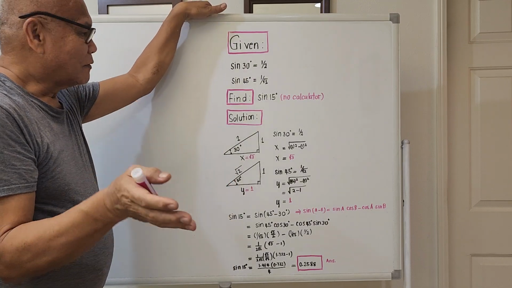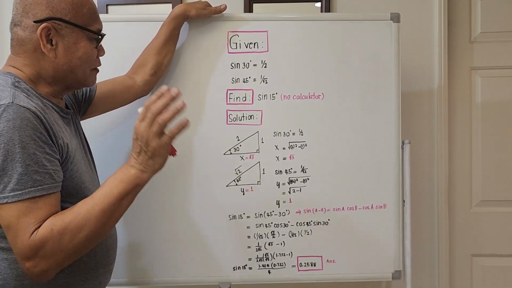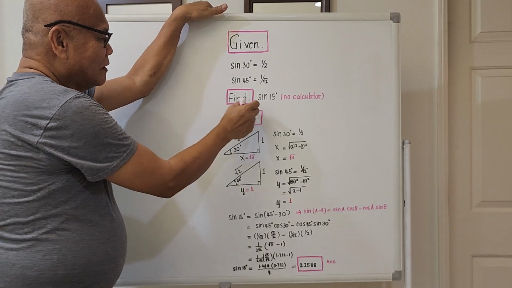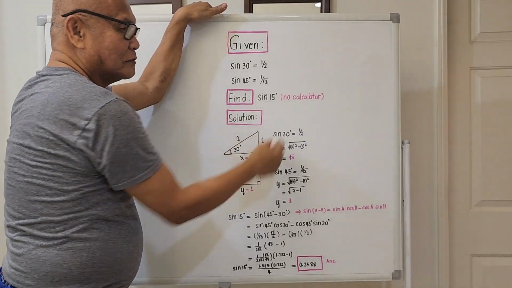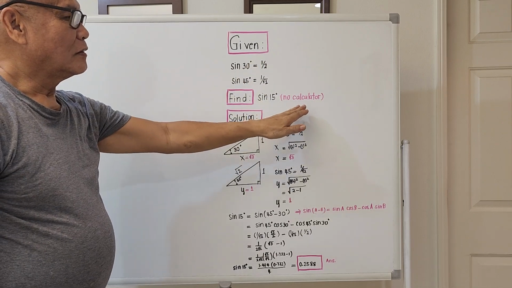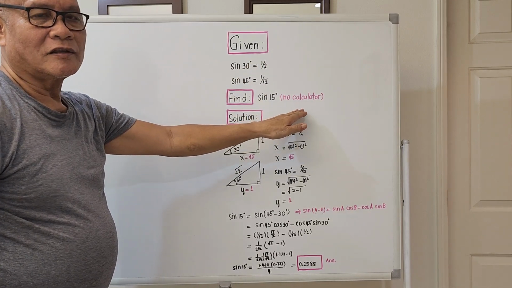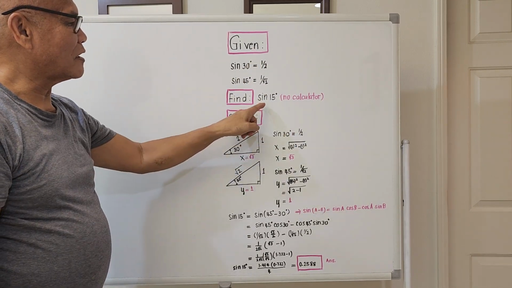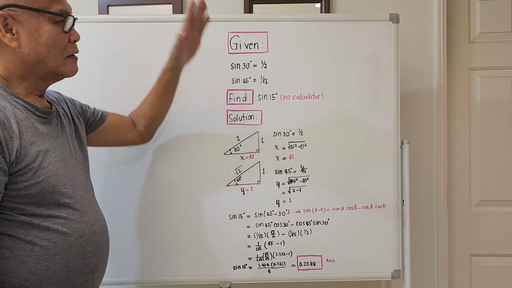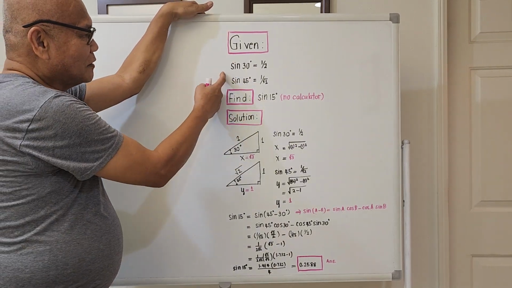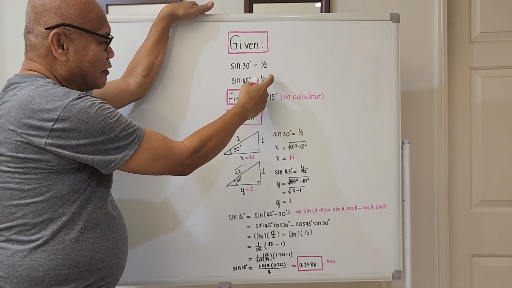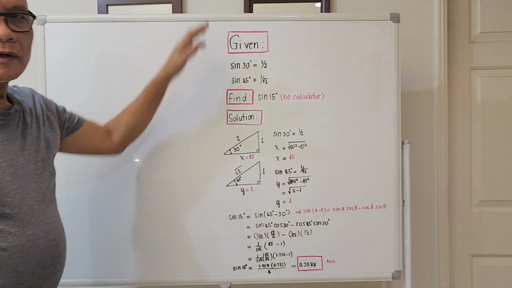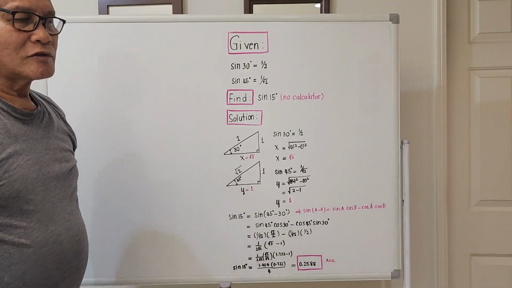The problem for tonight is, the requirement is, find sine of 15 degrees, no calculator use. Don't use any calculator, and the problem is asking for the sine of 15 degrees, given sine of 30 degrees equal to 1/2, and sine of 45 degrees equal to 1 over square root of 2. Okay, let's try to bring out the solution.